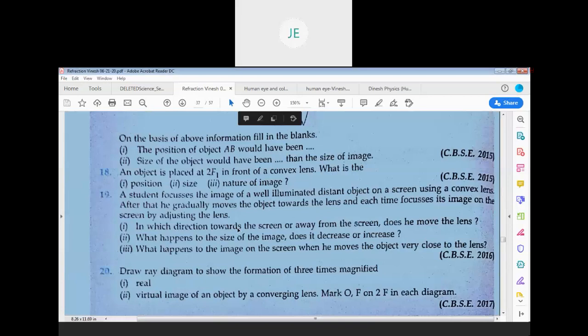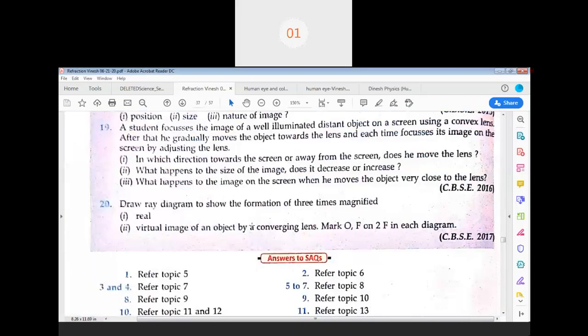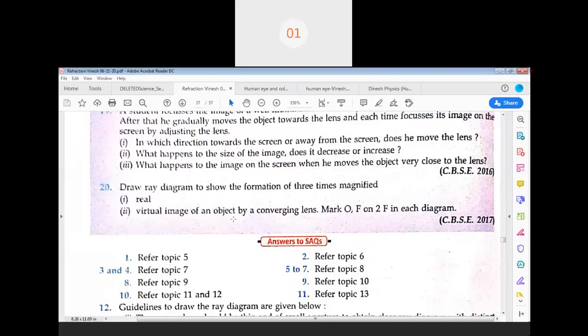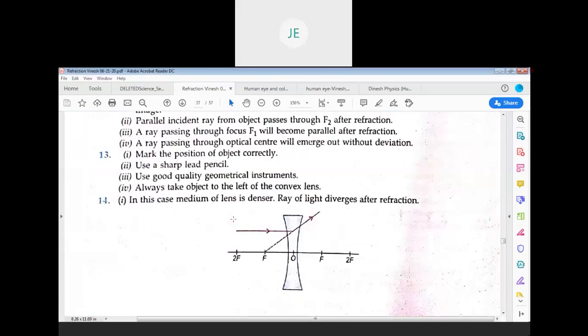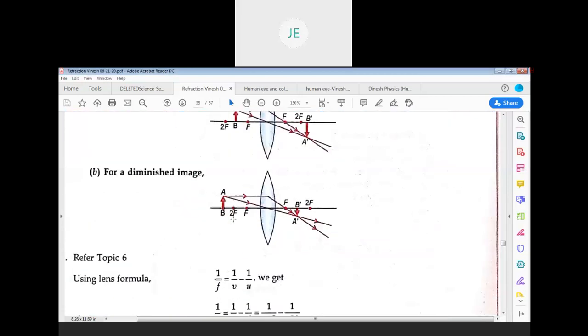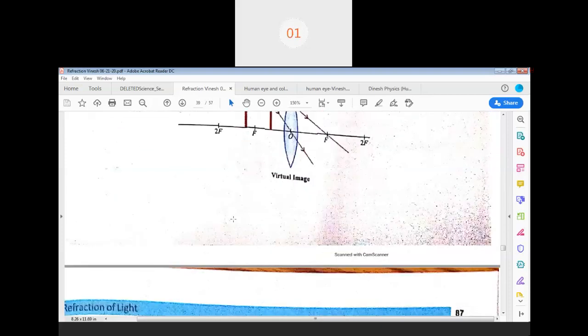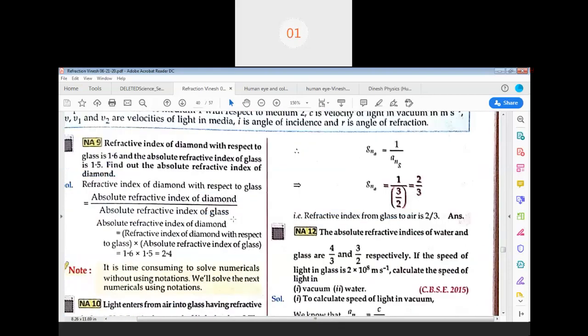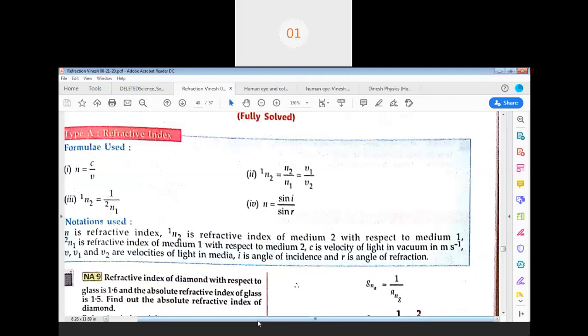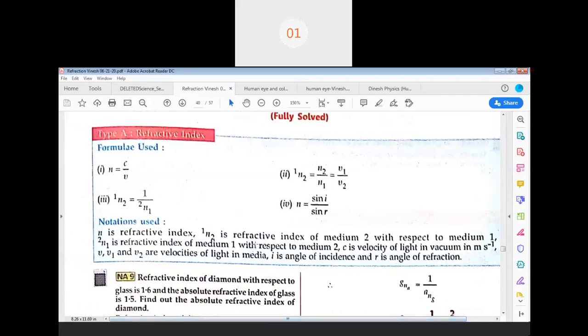Okay. Then this 20th one is a ray diagram. To practice it, it is also a CBSE question, previous year question. Let us solve it one by one.